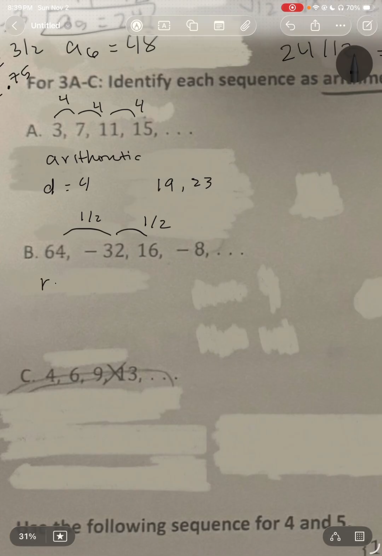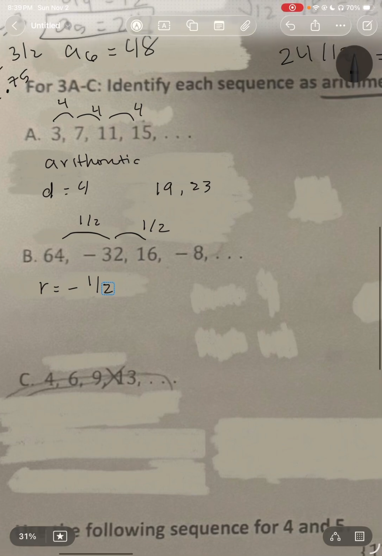So that is a rate of negative 1/2. All right, and now we do the next terms. So negative 8 divided by negative 1/2 is 4. And then 4 divided by negative 1/2 is negative 2.